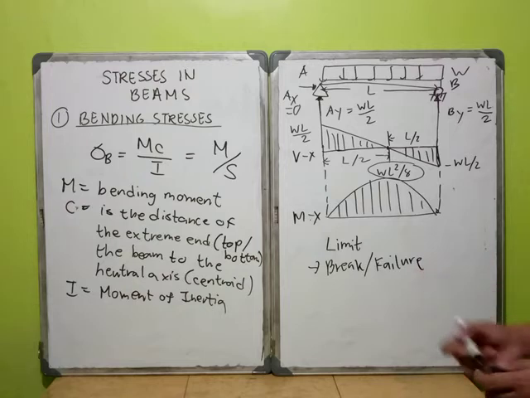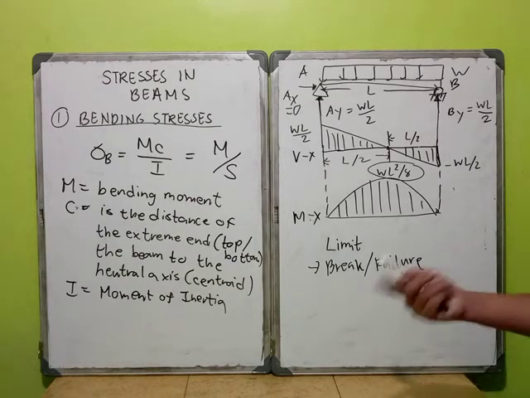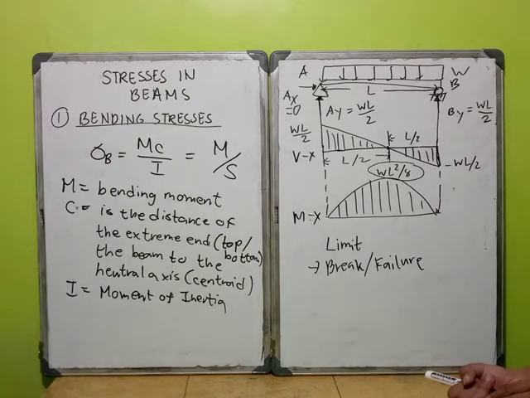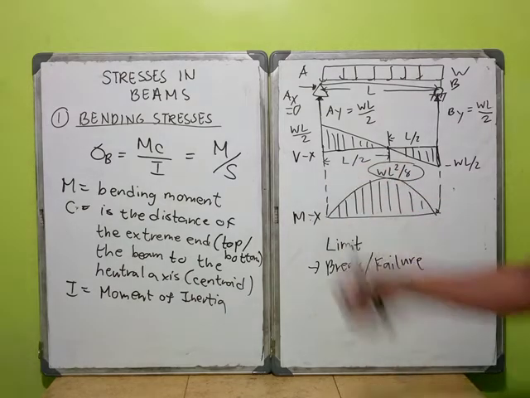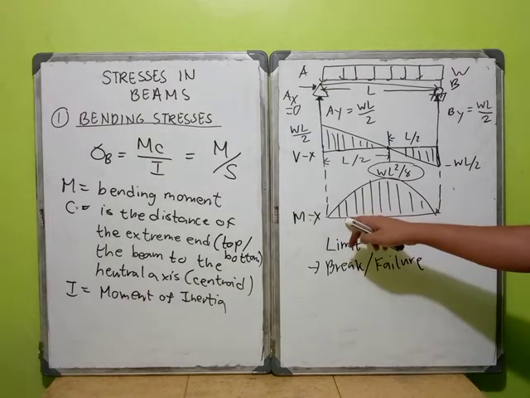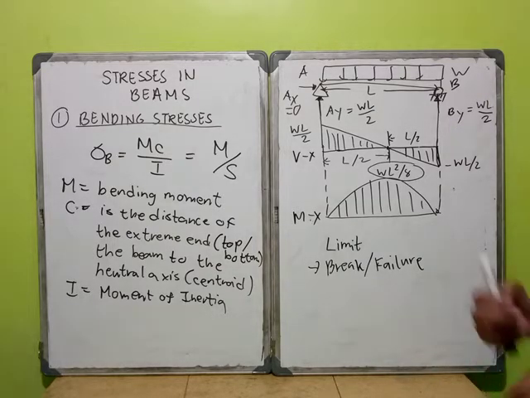There are two types of stresses that we need to see in our topic on stresses in beams: bending stress and shear stress. Under the shear stress, there are horizontal stress and vertical stress, but theoretically your horizontal stress is equivalent to your vertical stress. Here, we should concentrate more on bending stress. As I have said, if the beam exceeds its allowable bending stress, there is a possibility that it will break. There is always a limit.